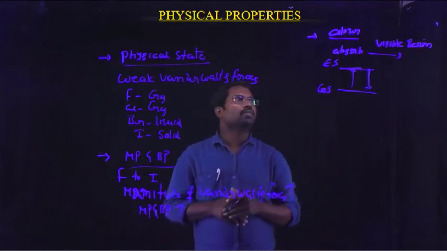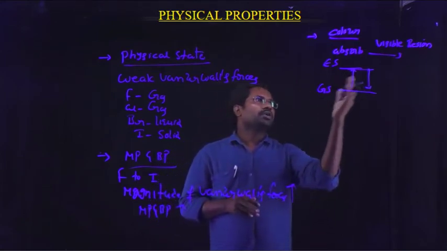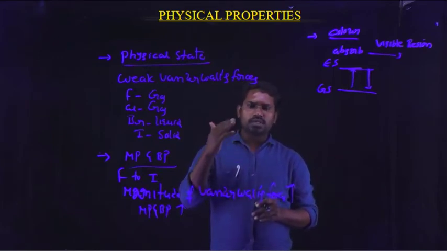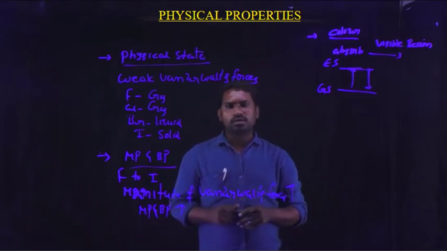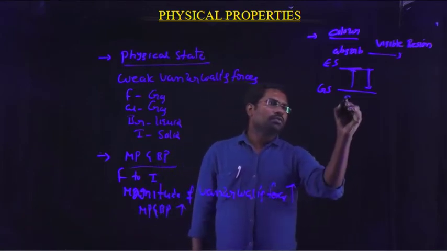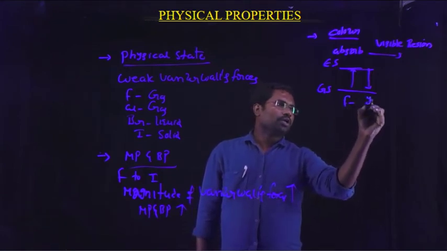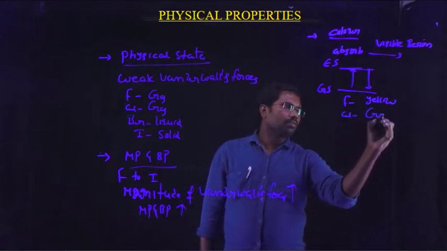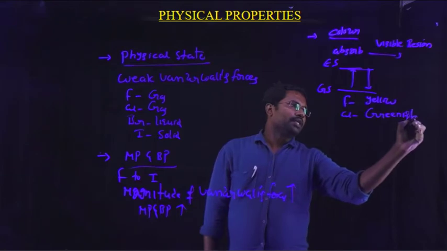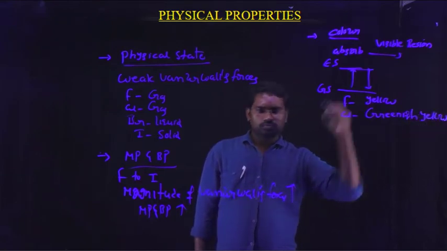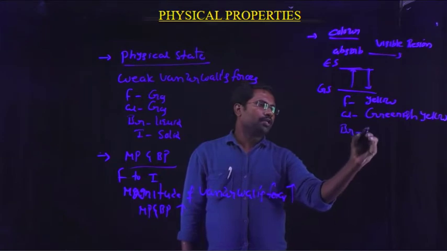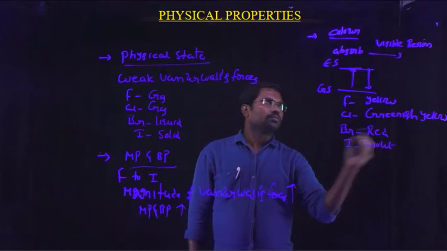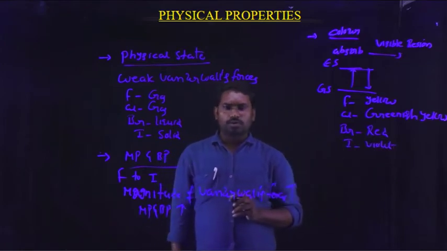This phenomenon is applicable in the case of halogens. Halogens also absorb some radiation from the visible region, the energy is absorbed by the electron, and they emit some color. Therefore halogens are colored. Generally fluorine is yellow, chlorine is greenish yellow, bromine is red, and iodine is violet. So this is the color property of halogens.